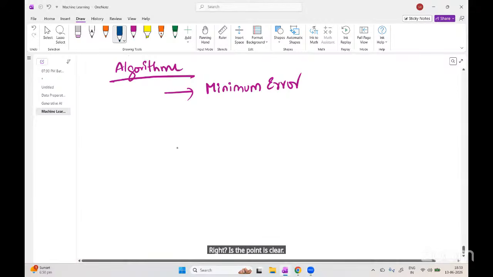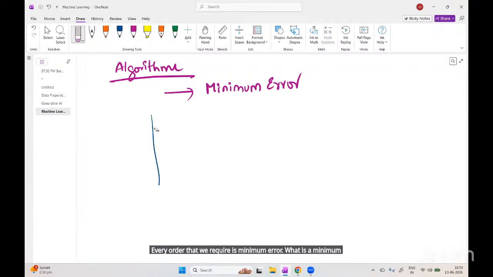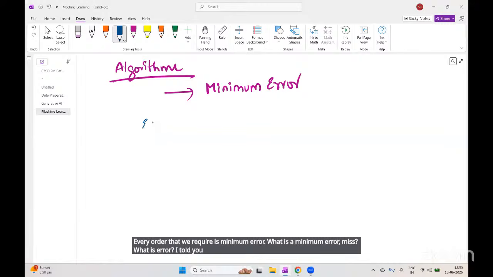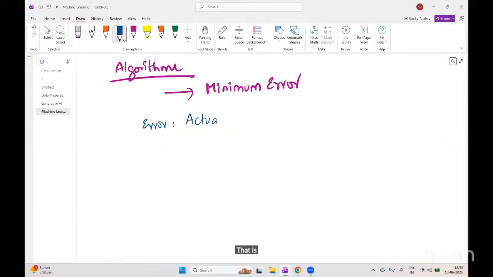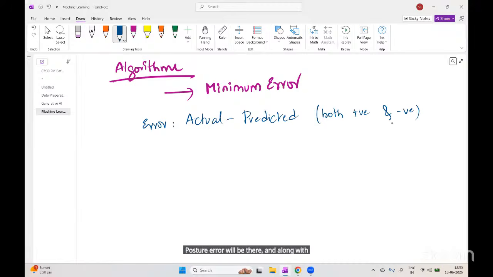Now, so here, every algorithm we require has minimum error. What is the minimum error? What is error? I told you just now. Actual value minus predicted value is called error. Now in these errors, you have both positives and negatives. Positive errors will be there, and along with that negative errors will be there.